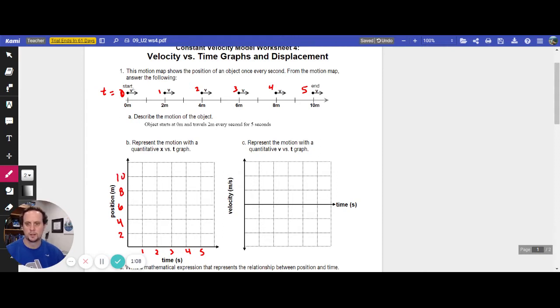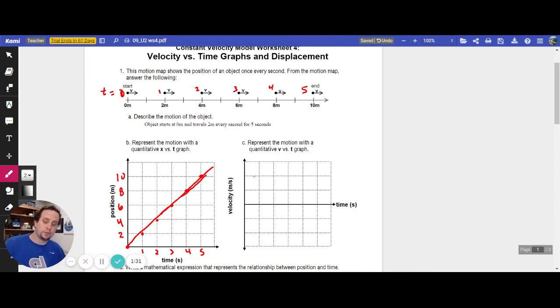My first point, 0, 0. Second point, 1, 2. And I know it travels the same path, so it's going to look something like this. If you plot each one of those points, you'll find out that it looks like this. All right, and we have our position time graph.